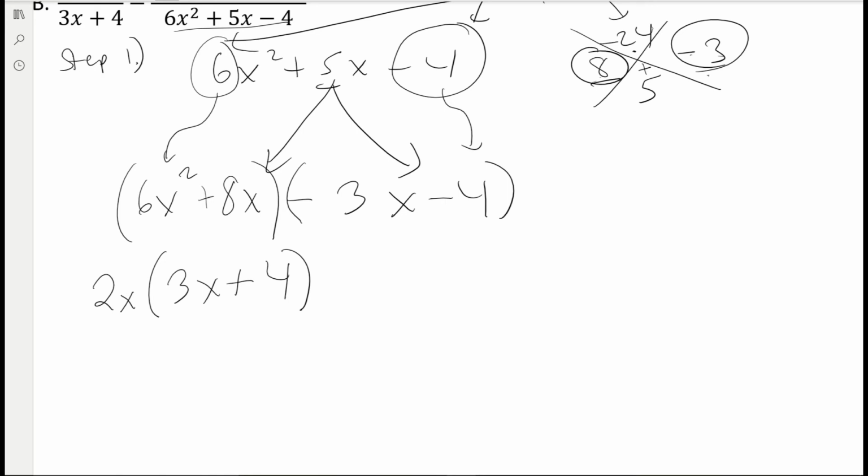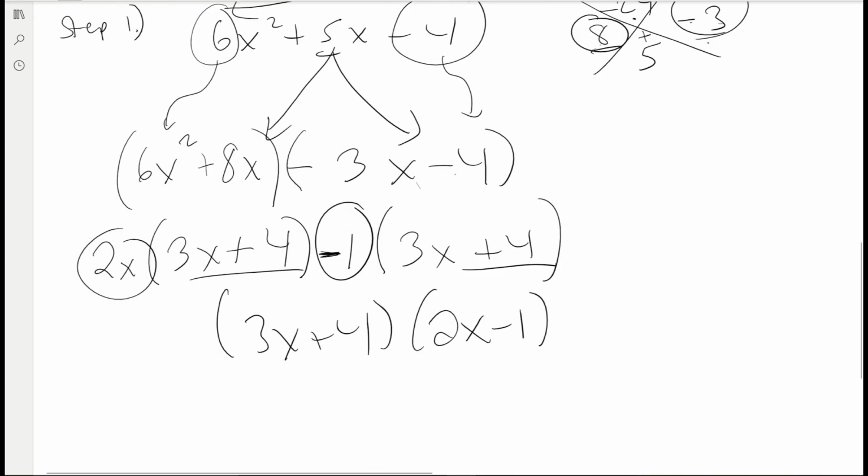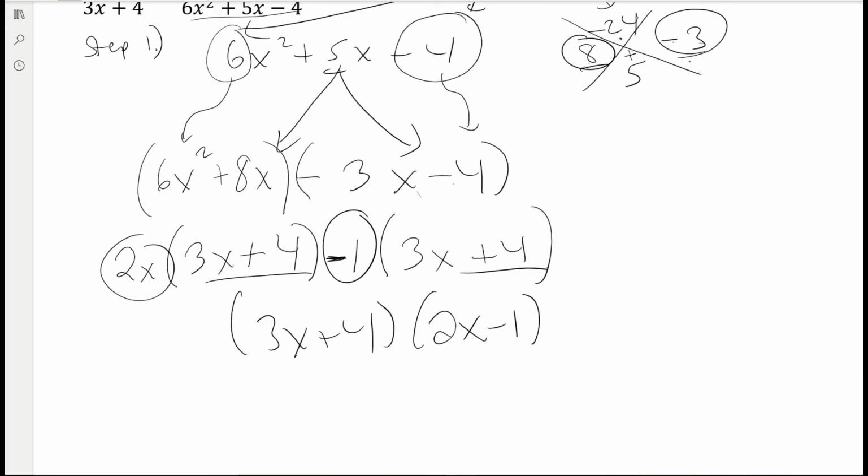So that's done. Now for the second part, I can only pull out a negative. So I'm going to go ahead and pull out a negative 1. Negative 1 times positive 3x is negative 3x. Negative 1 times positive 4 is negative 4. I go ahead and distribute to make sure that it makes sense. So now that these match, I can rewrite this factor once, the one that repeats, and then the 2x minus 1 in the next parentheses. So now they factor, and this is how it looks.